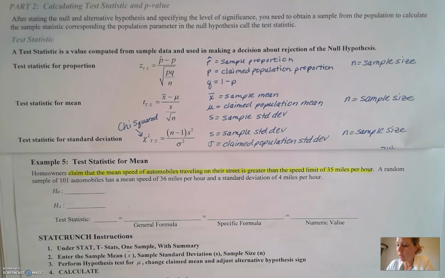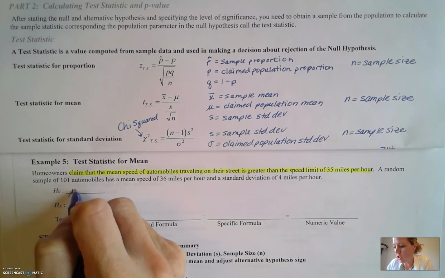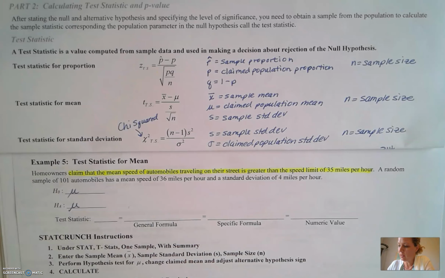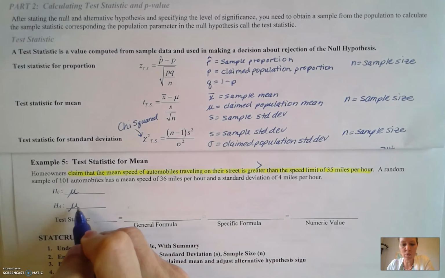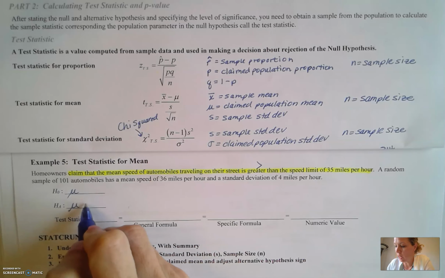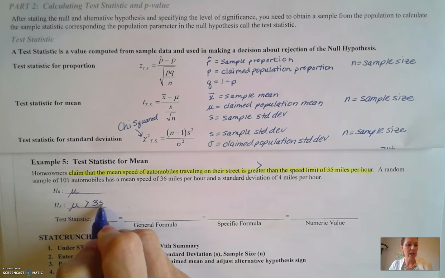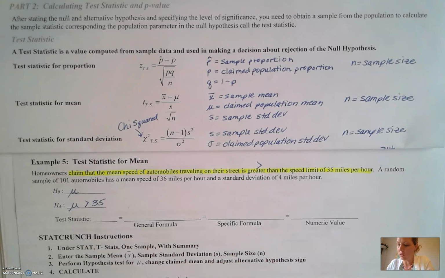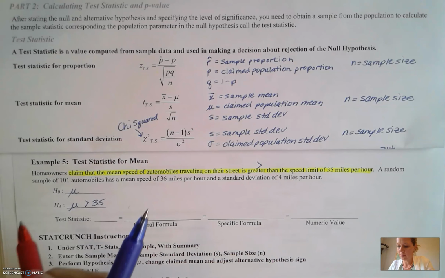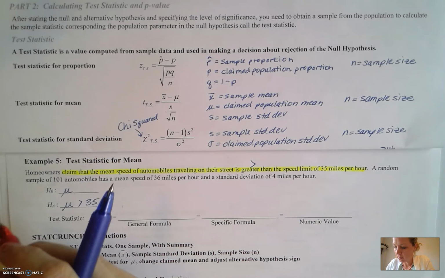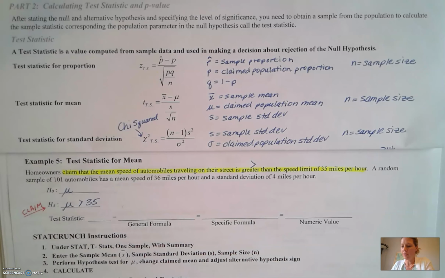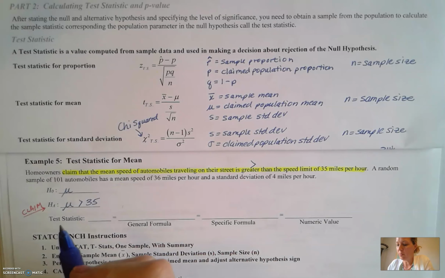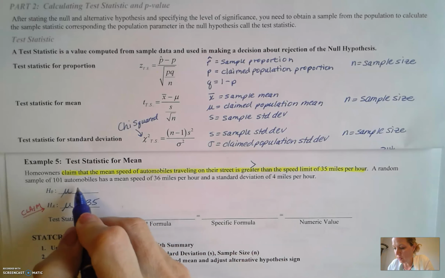So we're testing the claim about a mean, so we're going to use mu for H0 and HA, and it says that it's greater than, and since it doesn't contain equality, it's going to be the alternative hypothesis. So it should be mu is greater than 35 for H sub A. And remember, this is where the claim is going to be. This means H sub 0 should be mu is less than or equal to 35.